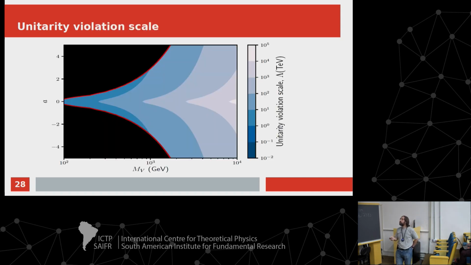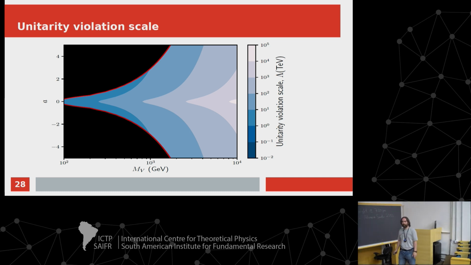So we computed the unitarity violation scale in terms of the free parameters of the model. And we found that for masses of the vector large enough and A small enough, the scale of unitarity violation can be as big as 10 to the 5 TeV. So from the phenomenological point of view, we are safe.